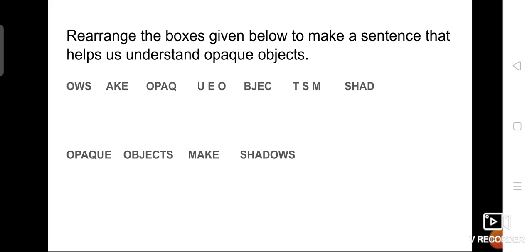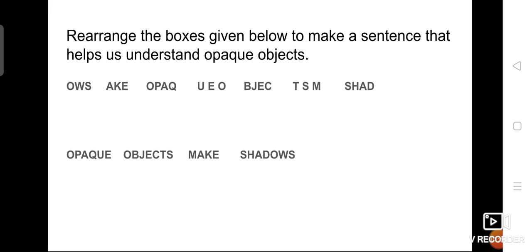From the boxes we can get one statement related to opaque objects. I have arranged the boxes, and what I got is: opaque objects make shadows. We have known that very well, isn't it? Because a transparent object will allow the light to pass through it, so it never makes a shadow.